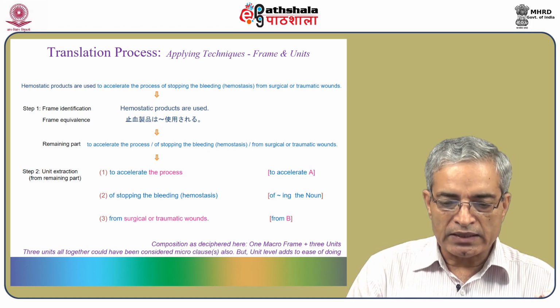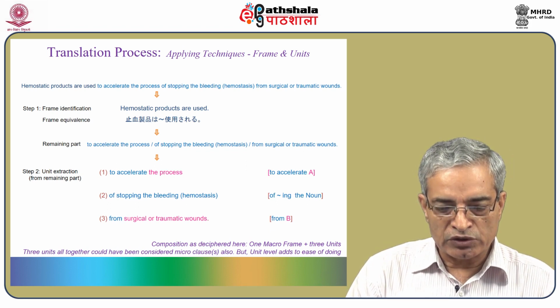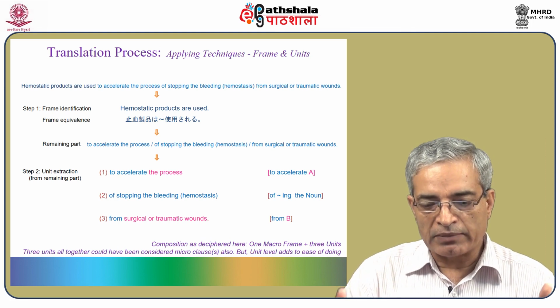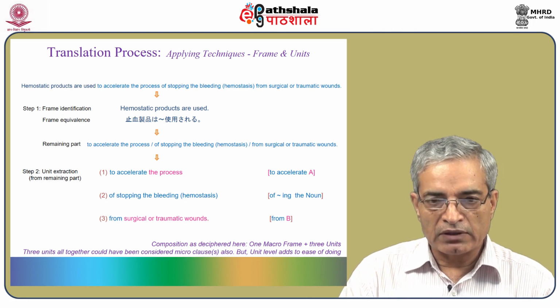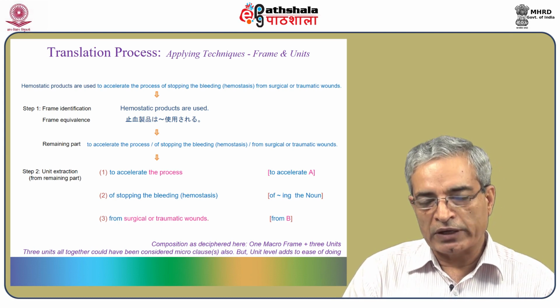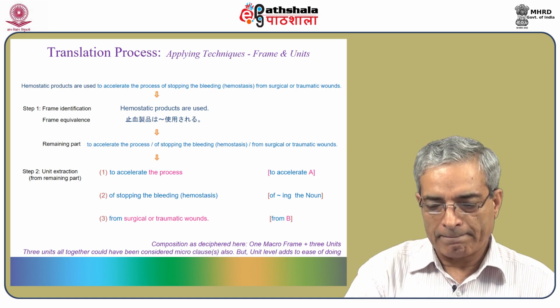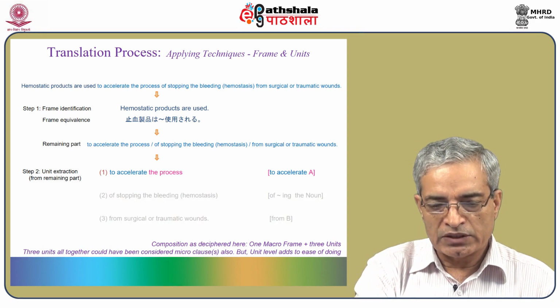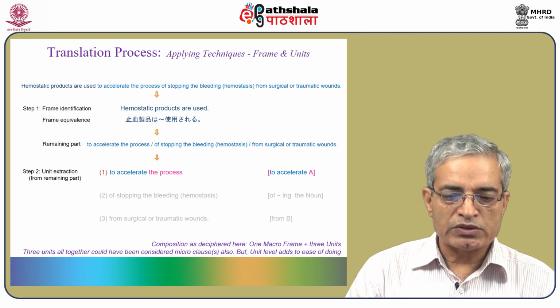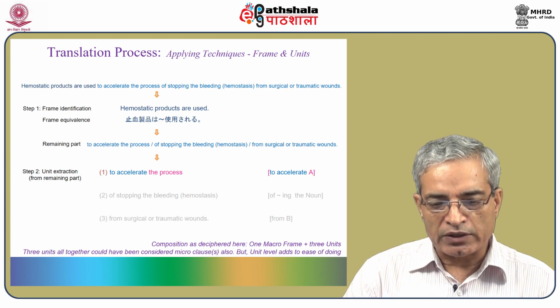The composition as deciphered here is one macro frame, 3 units. 3 units altogether could have been considered as one micro clause also, but the unit level adds to ease of doing, and if you can do it without dividing into micro frames, it saves on your process. Now let's see one by one. The frame equivalence, that is the macro frame equivalence, is shiketsu seihin wa and shiosareru.